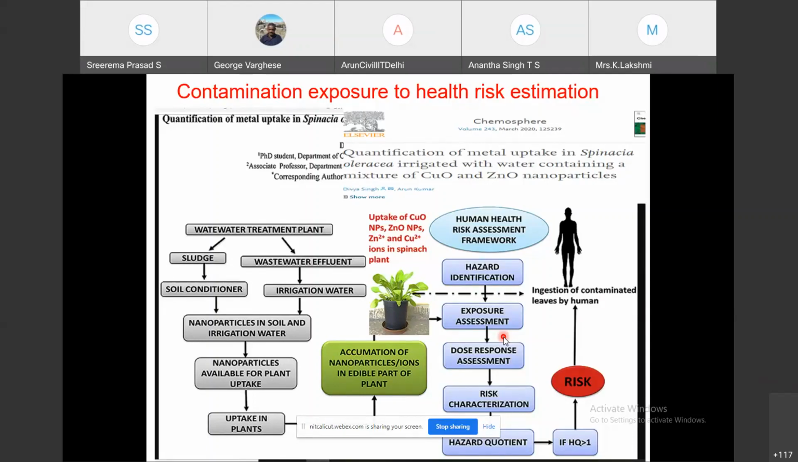Okay, then there was another, older question: can nanoparticles be incinerated, and can that be a disposal option? That was asked earlier, not now. First of all, I have not worked on the incineration or disposal aspect, so I may not be able to give a complete answer.